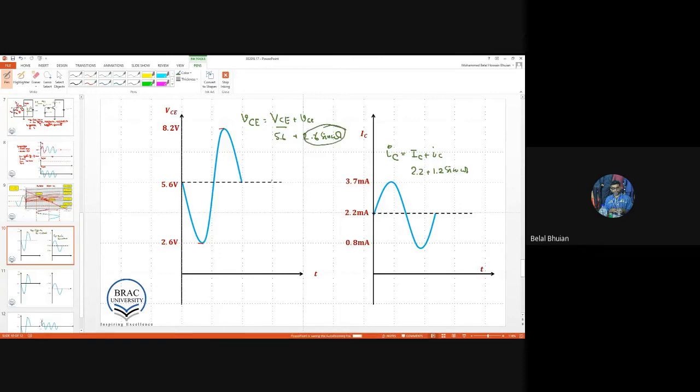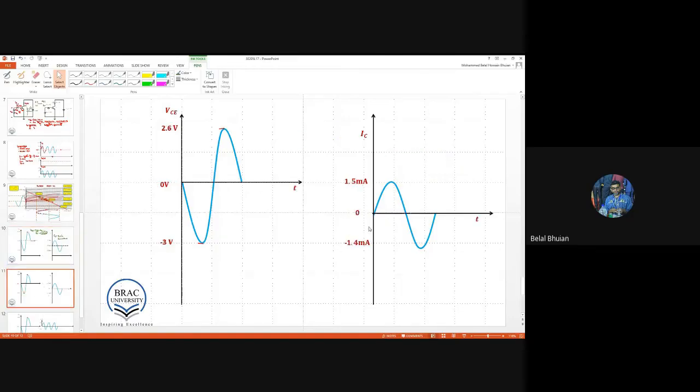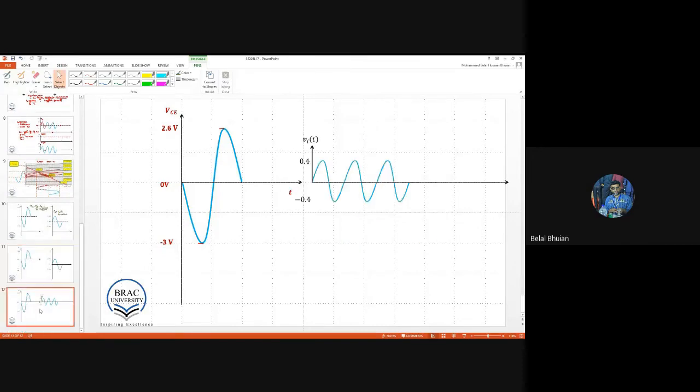That's why I subtract the DC voltage in the following diagram. In the following diagram, I subtract the DC component. So the DC component is just eliminated. What we have is that our signal is in fact fluctuating between 2.6 to minus 2.6 volt. It is due to what?